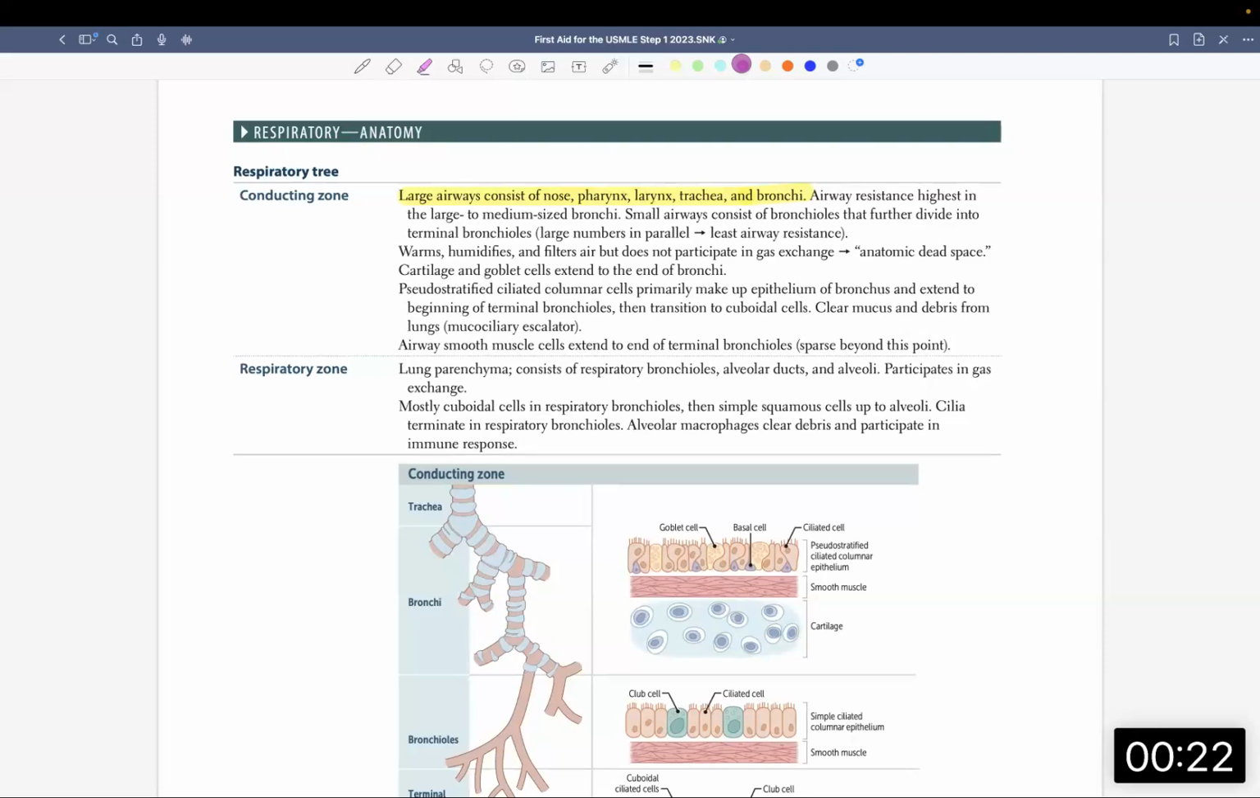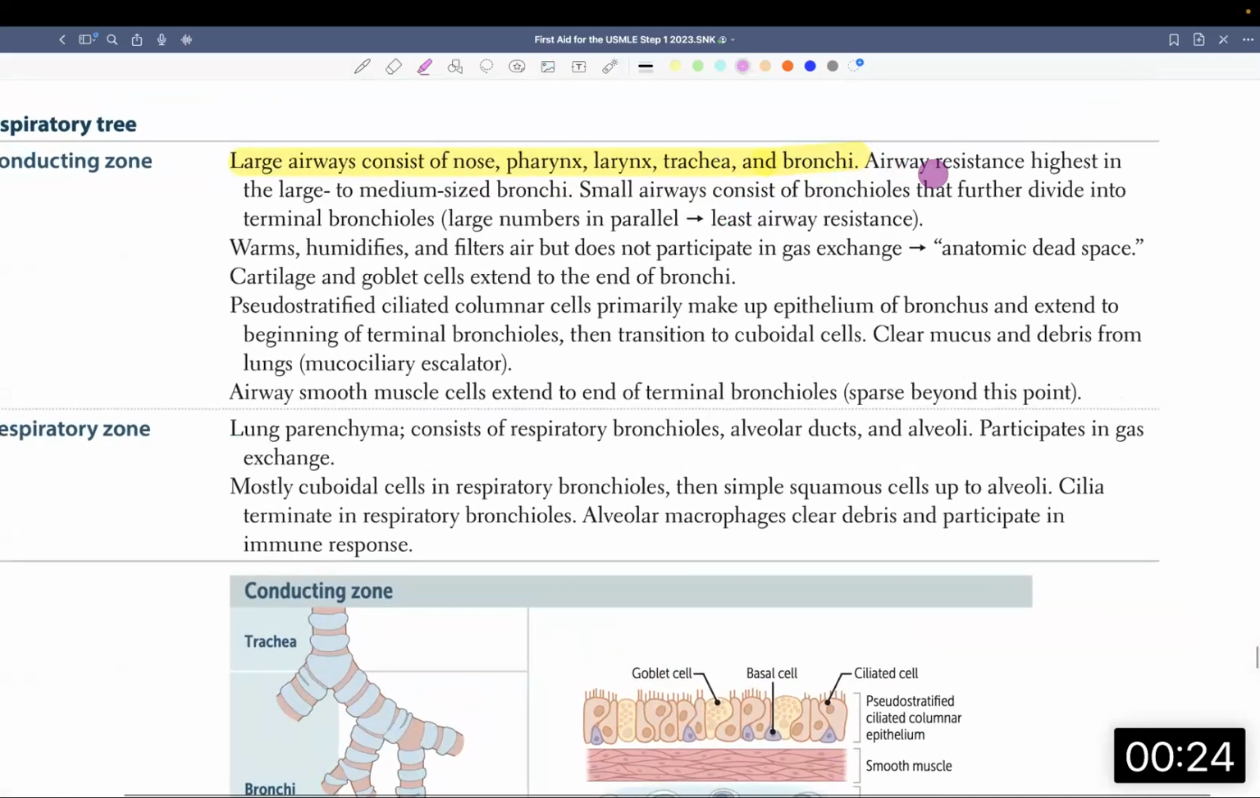So large airways consist of what? The nose, pharynx, larynx, trachea, and up to the bronchi. Airway resistance is highest in the large to medium sized bronchi. This is the question. Small airways consist of bronchioles that further divide into terminal bronchioles. There are large numbers in parallel, so least airway resistance. Bronchioles and terminal bronchioles, so there are large numbers in parallel.